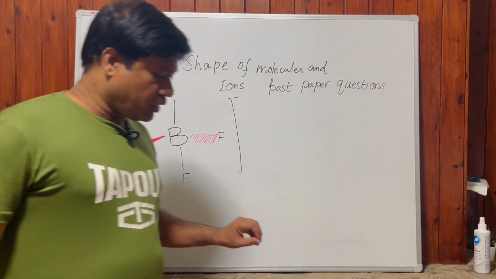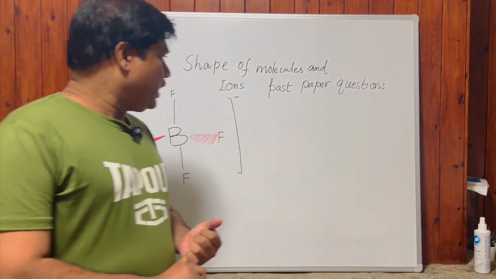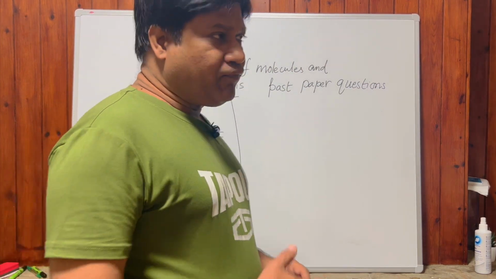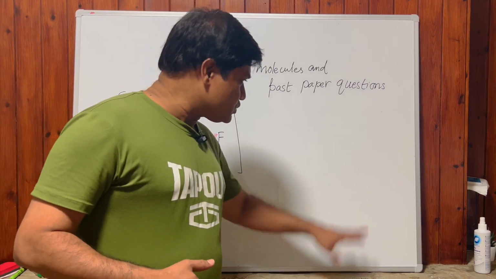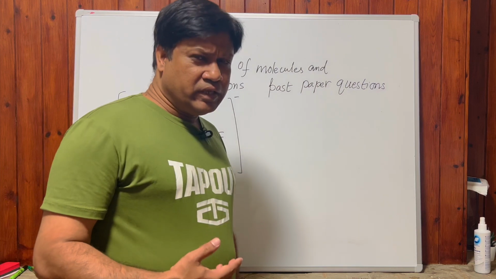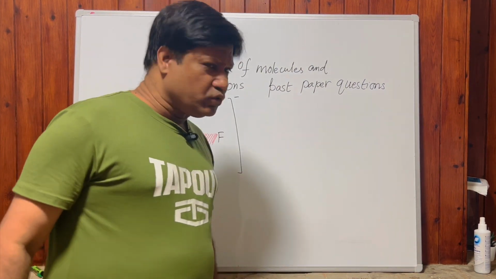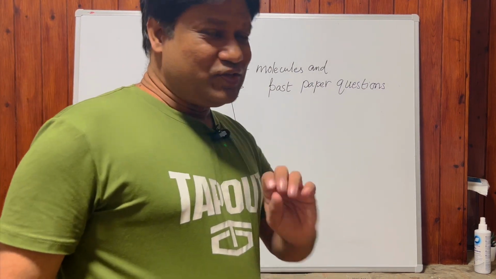You know, I've already started the shape of the molecule and I have discussed almost all the molecules. I found some of the molecules I left which I want to discuss today. Those molecules normally came in the past paper. So let's discuss a few of the molecules, and hopefully that's my last video on the shape of the molecule.